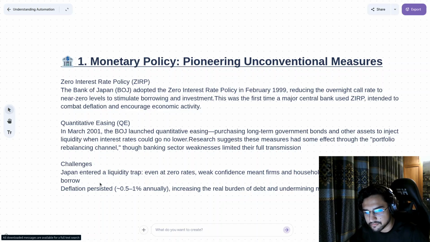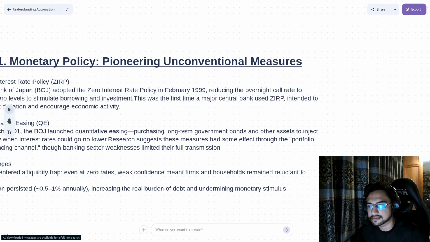Then what happened? Deflation persisted, increasing the real burden of debt and undermining monetary stimulus. Okay, what happened here is that the deflation did not stop after these kind of policies were implemented. So one thing we should learn from them is that we should first understand what policies we are implementing and what are the rigid results that we want.